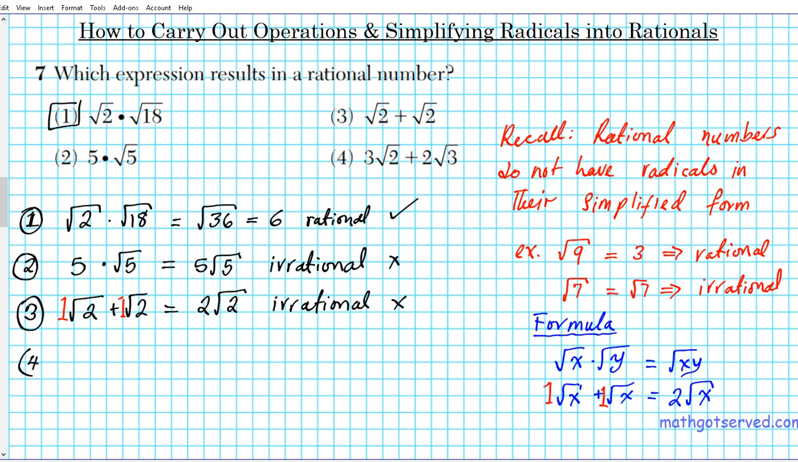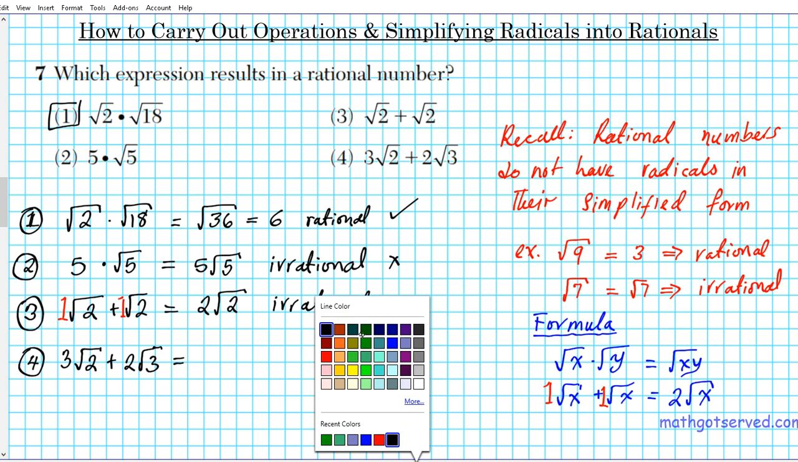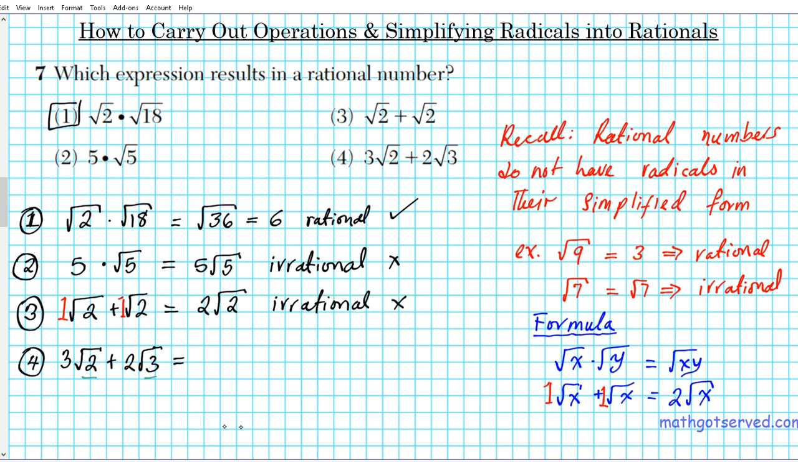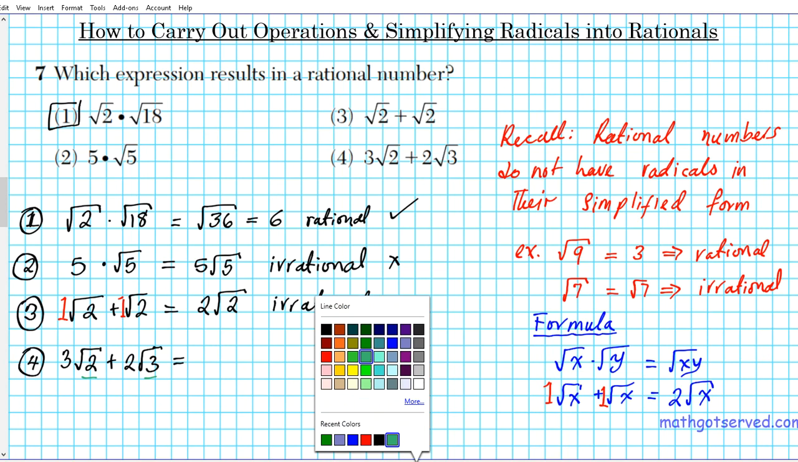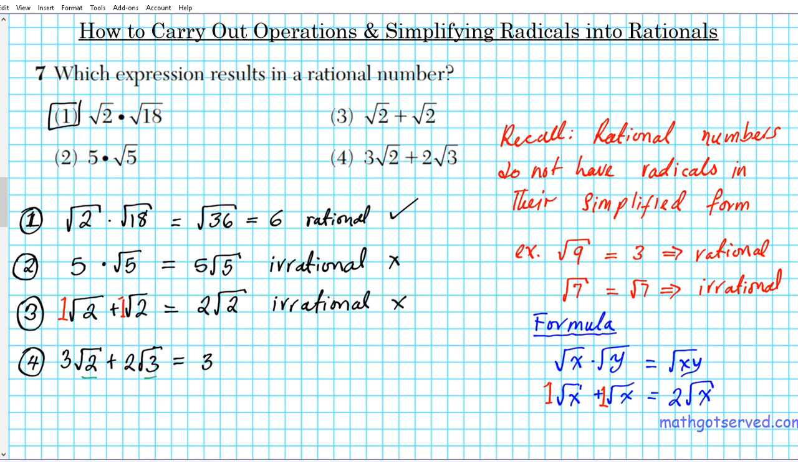Option 4. What is 3 root 2 plus 2 root 3? Now, let's look at this closely. Can we combine these two? The answer is no. Why not? Because the radicands are different. Remember, the radicands must be the same in order for you to combine them. Very important. So in this particular case, the radicands are different. Can we combine? Absolutely not. So the answer is simply what we started with, 3 root 2 plus 2 root 3. Since this number has radicals in its simplified form, it is irrational, hence it is not the answer that we desire. So we can clearly see that the answer to question number 7 is option number 1.